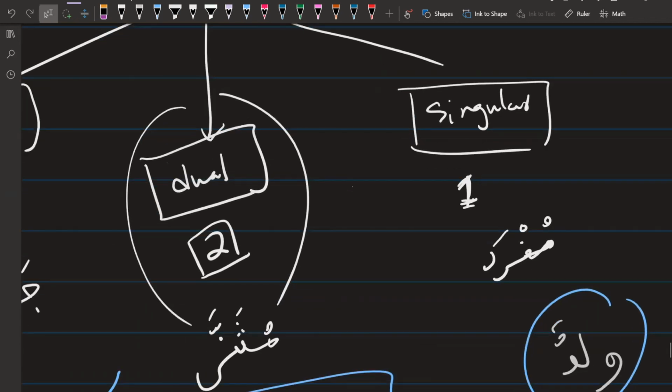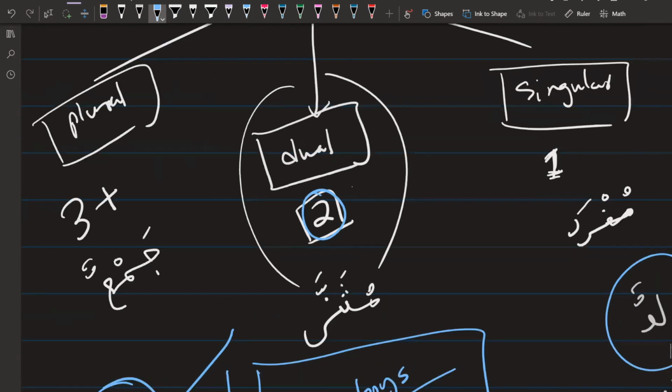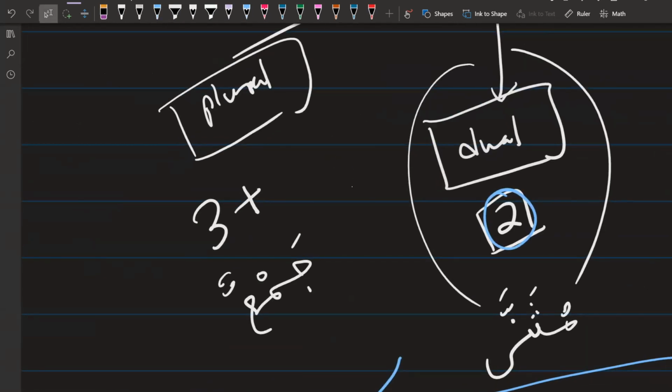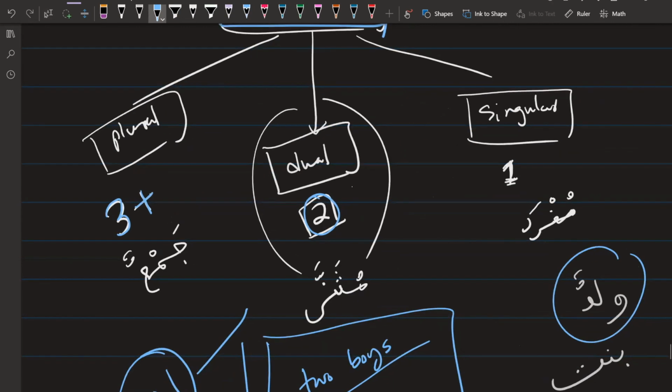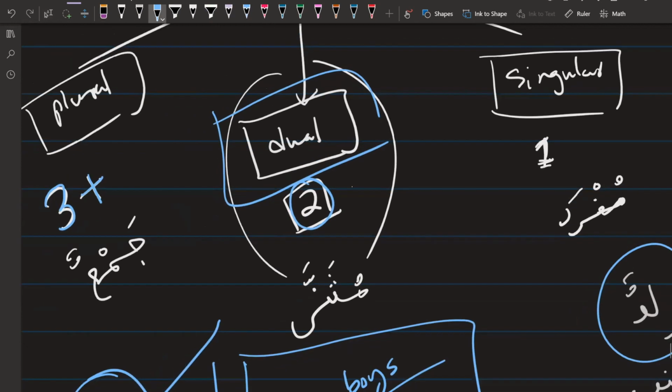And we said we have muthanna, which is dual. This is what we talked about last time, which means exactly two. When we refer to two of anything, it is muthanna, and it is not considered plural. For the plural, we have jam'un, which starts with three or more. We haven't talked about plural yet, only dual. Inshallah, today we will do plural.